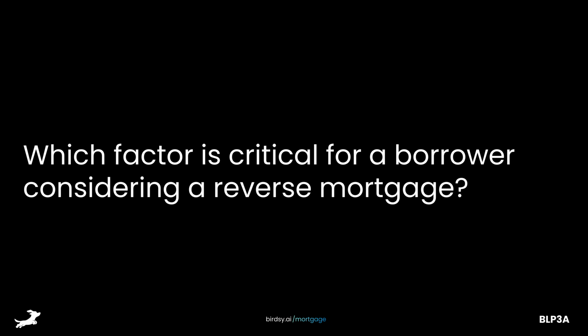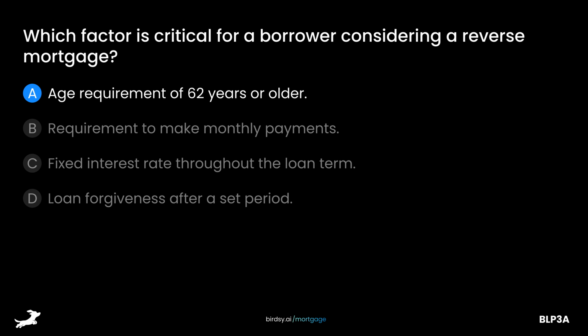Which factor is critical for a borrower considering a reverse mortgage? Is it A, age requirement of 62 years or older? B, requirement to make monthly payments? C, fixed interest rate throughout the loan term? Or D, loan forgiveness after a set period?